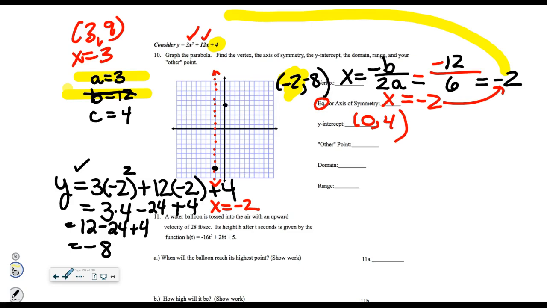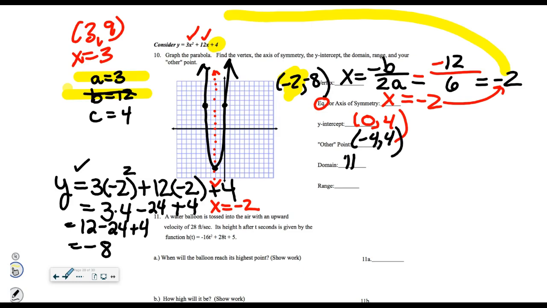So I'm going to walk towards the spinal column, or the splitter, or the axis of symmetry, 1, 2 steps, and I'm going to walk away, 1, 2 steps. That's going to give me my other point. You walk to the axis and then the same amount of steps away. Let's go ahead and draw our parabola, just like that. And my other point is at -4, 4.